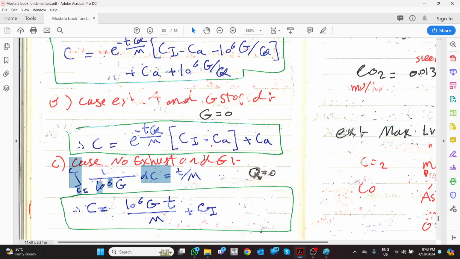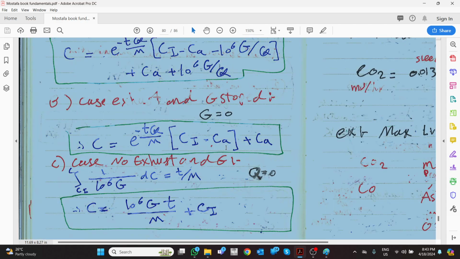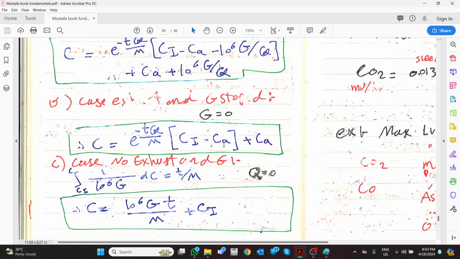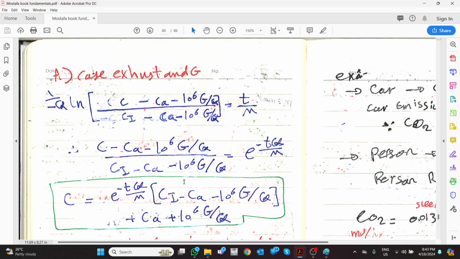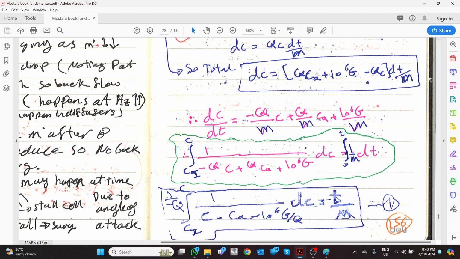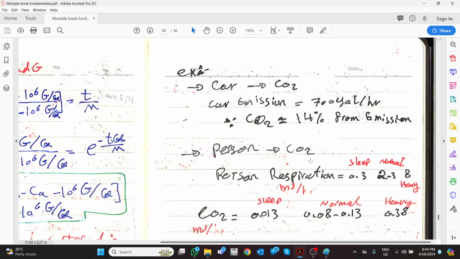In case of no exhaust and still leakage happens, or it is a confined room with people there without any changing of the air, put Q is equal 0. When Q is equal 0, just take care: don't put Q as 0 in the final equation, because you'll have 1 over 0 is infinity. You need to start from this one, otherwise you will create mathematical errors. So this one is 0, this one is 0, it is 1 over 10 to the power 6 G dc. It is all constant in front of dc.